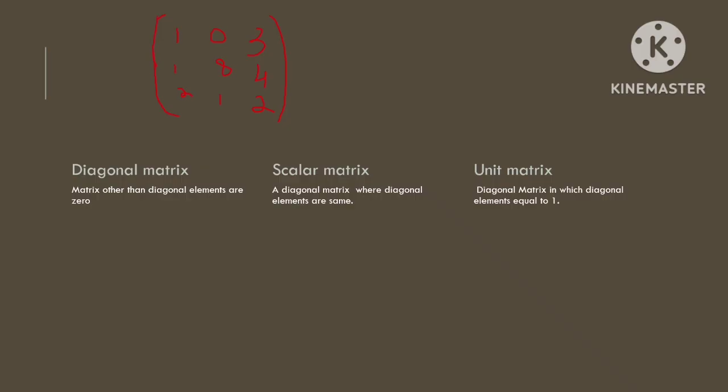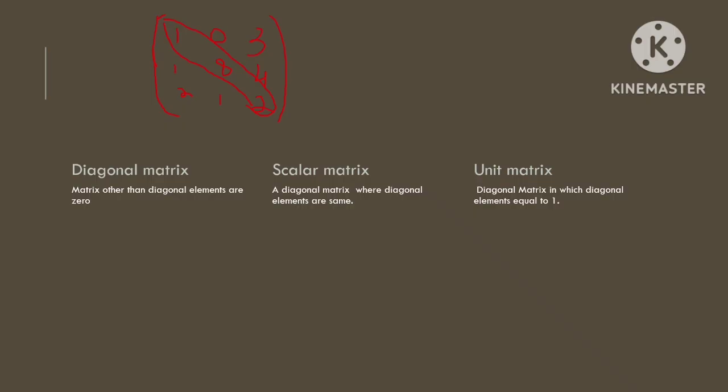This is a square matrix. In a square matrix, the diagonal from left to right is known as the principal diagonal. Here 1, 8, 2 are called diagonal elements. Clear? Now, what is the meaning of diagonal matrix?